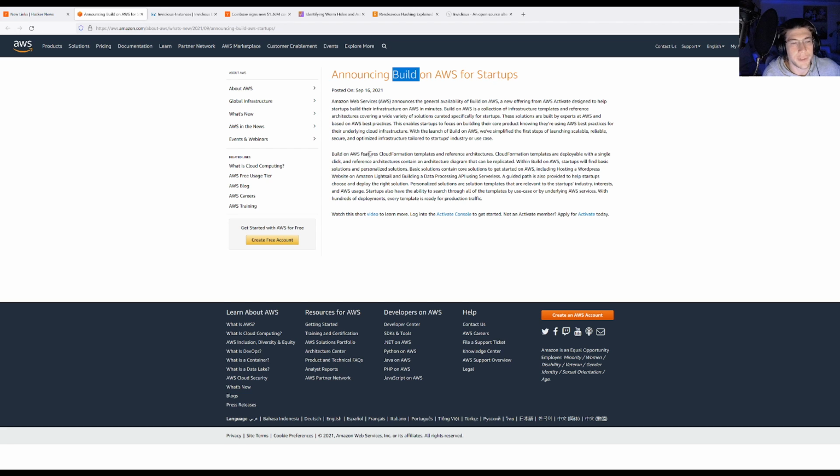Build on AWS features CloudFormation templates and reference architectures. CloudFormation templates are deployable with a single click, and reference architectures contain an architecture diagram that can be replicated. That's so cool. Basic solutions contain core solutions to get started on AWS, including hosting a WordPress website on Lightsail and building a data processing API using serverless. Very cool.